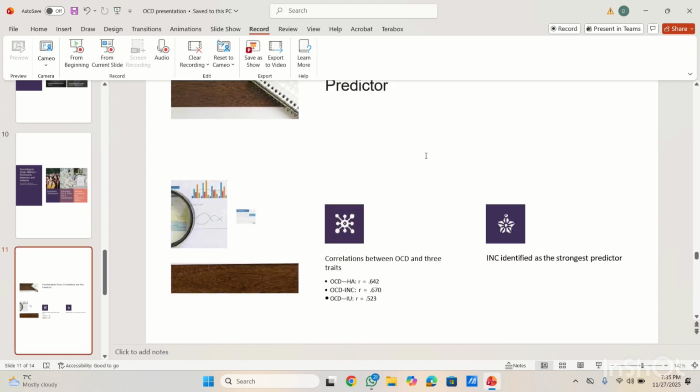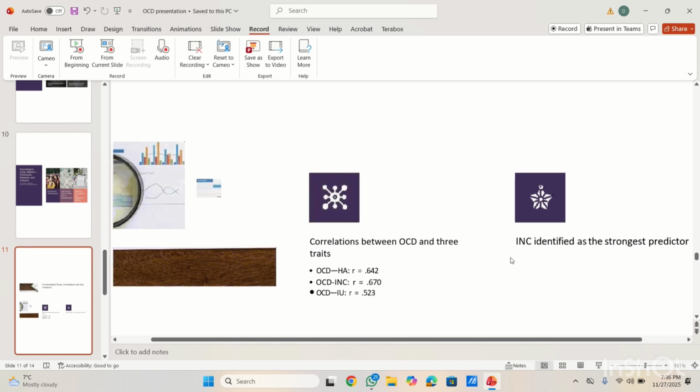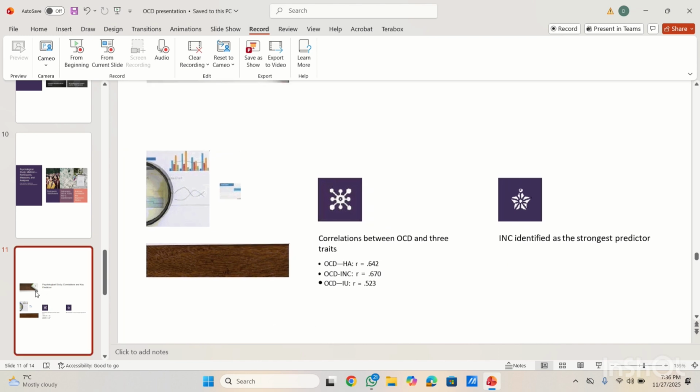And these are the key findings. The results show strong correlations between OCD symptoms and all three of these psychological traits. The OCD total score correlated 0.642 with harm avoidance, 0.670 with incompleteness, and 0.523 with intolerance of uncertainty. And the regression analysis showed that incompleteness was the strongest predictor of OCD symptoms, followed by harm avoidance. Intolerance of uncertainty was weaker, but it was still significant.